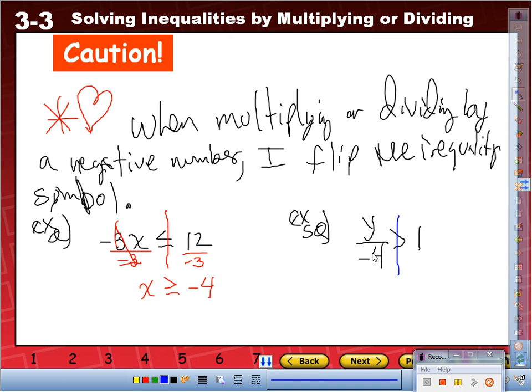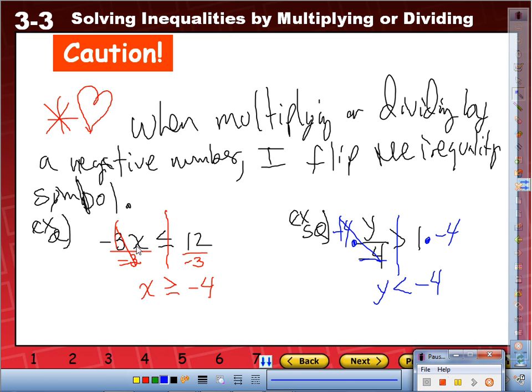Okay, to cancel this negative 4 that's dividing, what is the inverse? We multiply times negative 4. Negative 4 divided by negative 4 is 1, so y is less than negative 4. Why did I flip it? Because I multiplied by a negative number. Everybody see that? Okay, copy those, please.